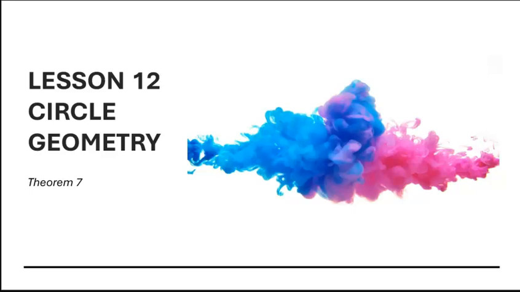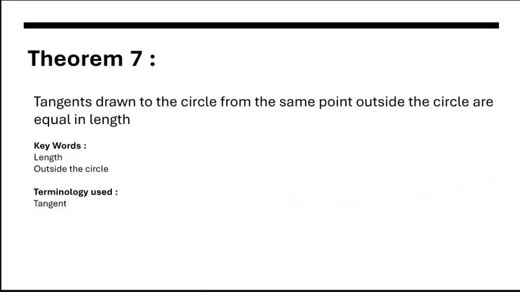Today, on this lesson, we'll be tackling the seventh theorem of circle geometry, or Euclidean geometry. Let's get right into it. Theorem 7 states that tangents that are drawn to the circle from the same point outside the circle are equal in length. So basically, if I have tangents drawn from the same point outside the circle, they should be equal in length.